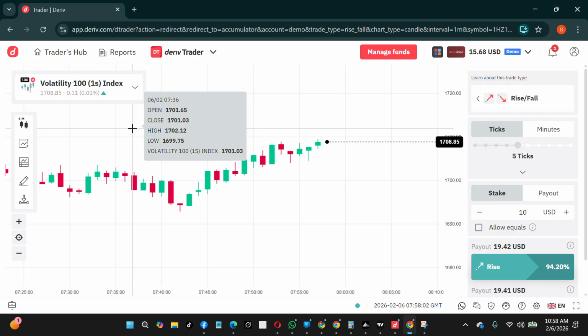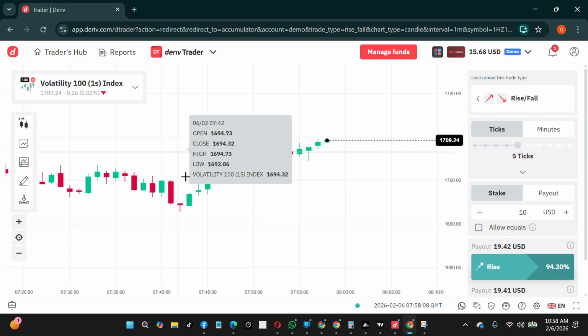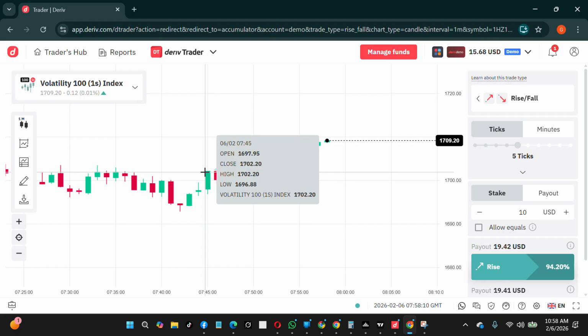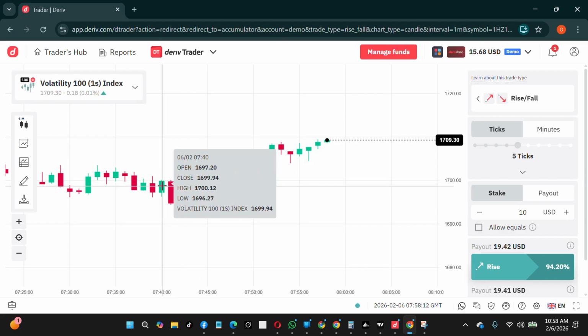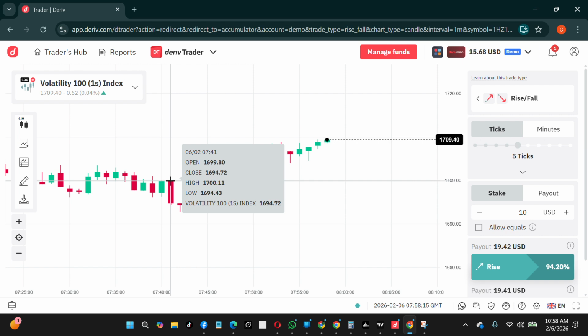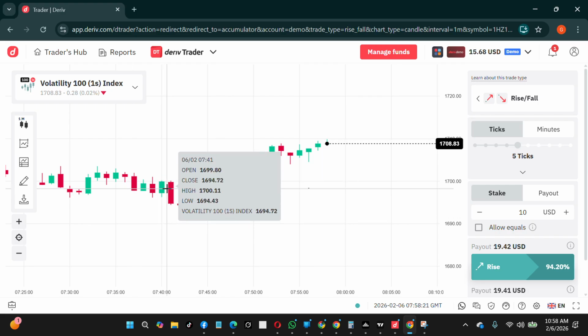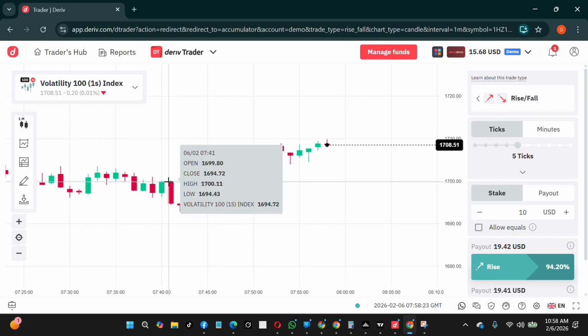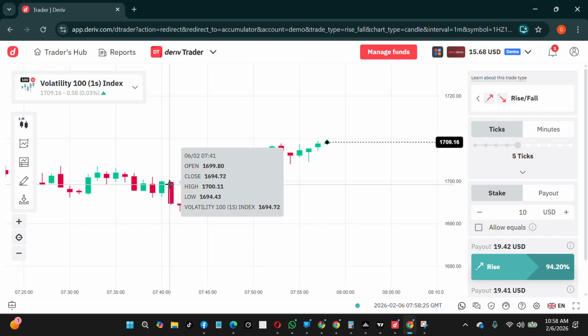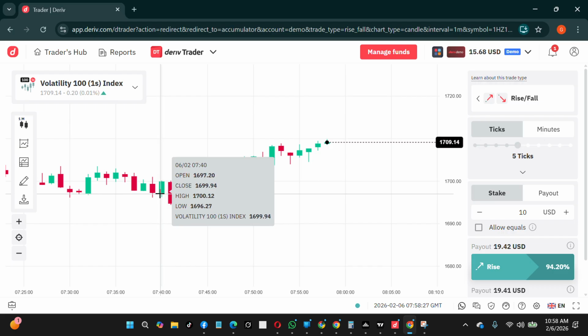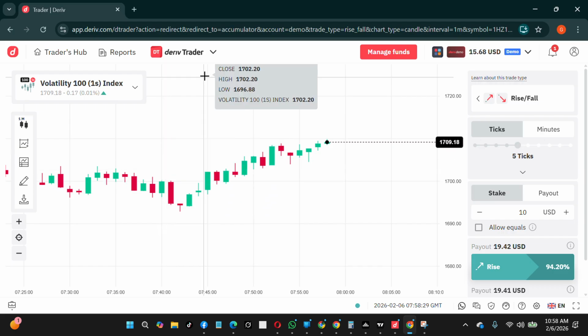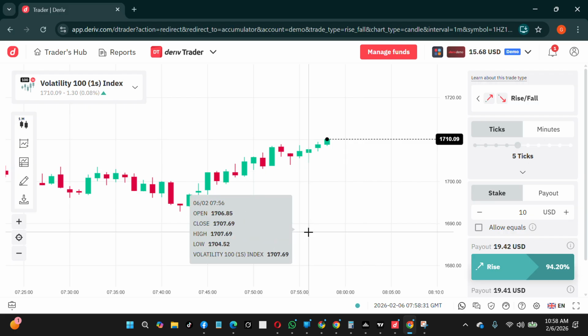Okay, so I was talking about the rise and fall. You are simply predicting if the market will go up or if the market will go down. And remember, I told you a green candlestick normally represents the market going up, and a red candlestick normally represents the market going down. A red candlestick we call a bearish candlestick or a bearish movement, and a bullish candlestick is a green candlestick which is going upside. Okay, so make sure you understand that.